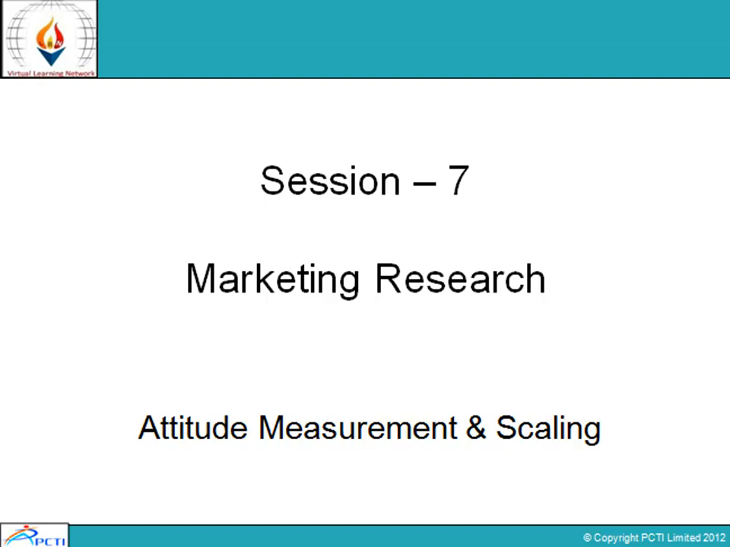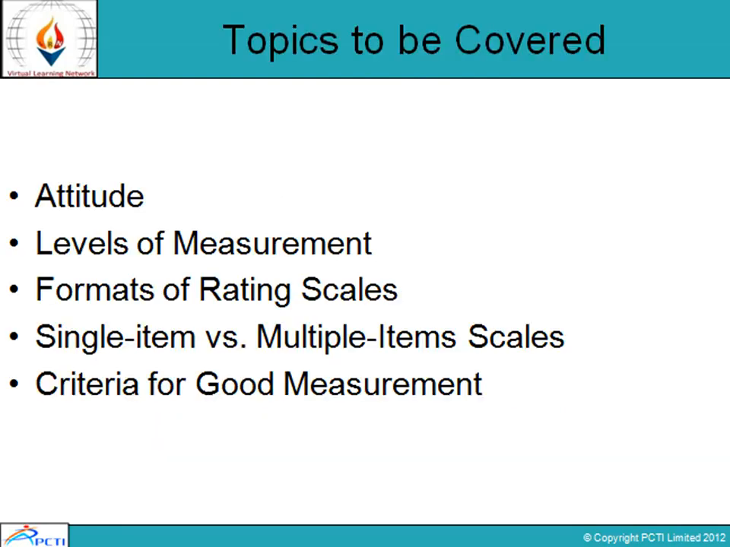We are covering marketing research, session 7: attitude, measurement and scaling. Topics covered are attitude, level of measurements, format of rating scales, single item versus multiple item scales, and criteria for good measurement. When we talk about marketing research, it generally deals with the behavior of the consumer.